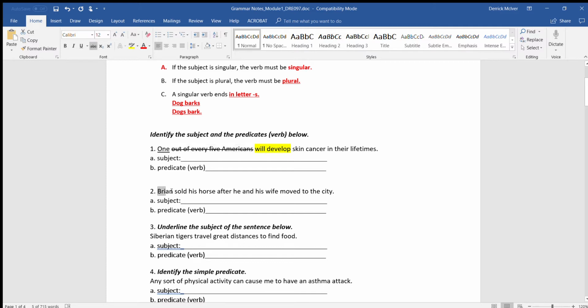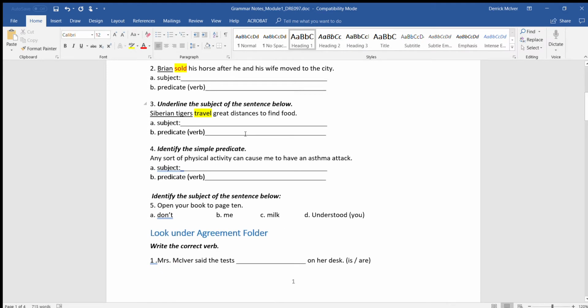Brian, in this particular sentence, is the subject. Sold is the verb. Remember that the subject is who or what the sentence is about, and the verb or the predicate is what the subject is doing. Siberian tigers is my subject, and what do they do? Travel is my verb.